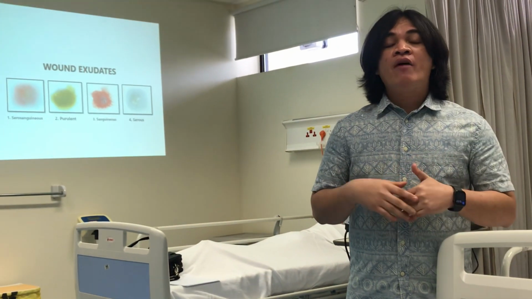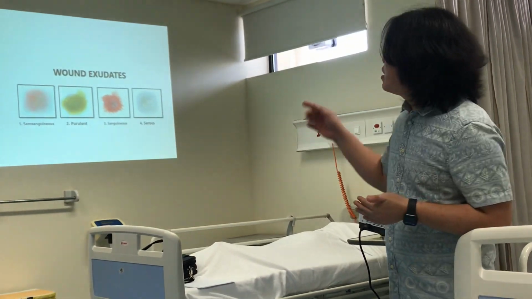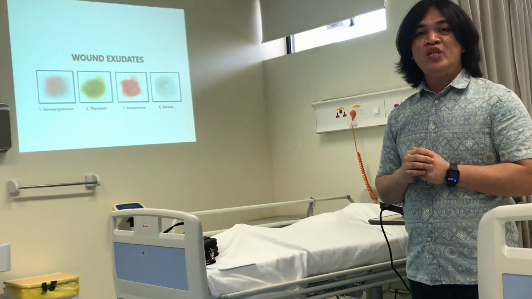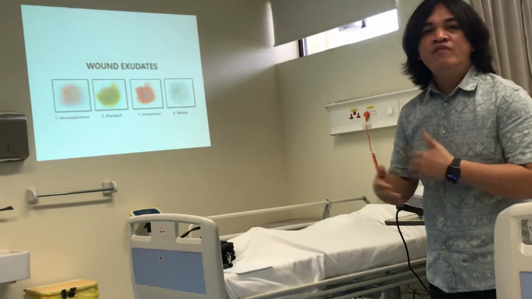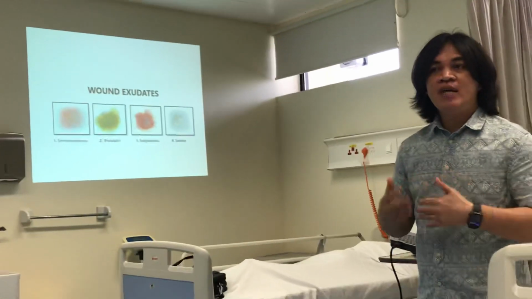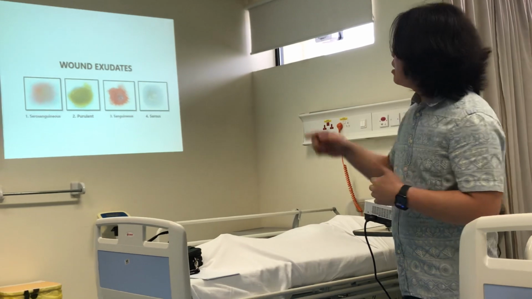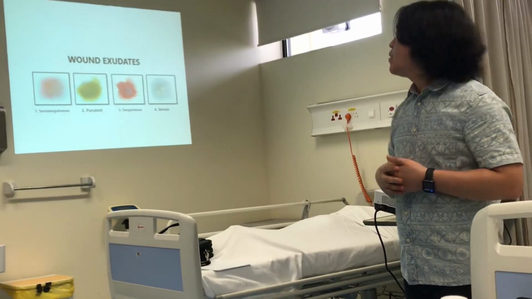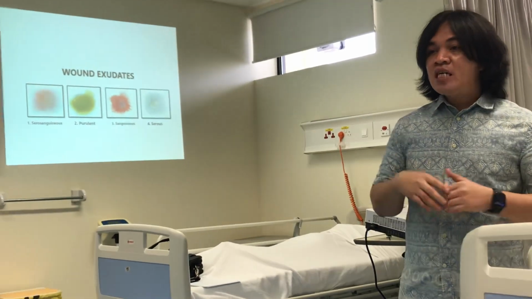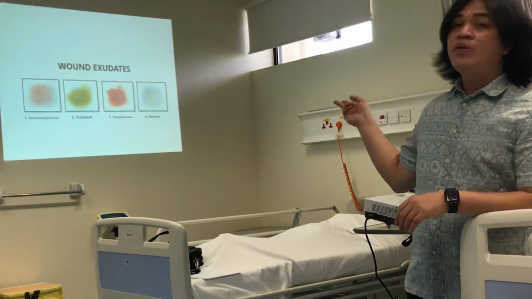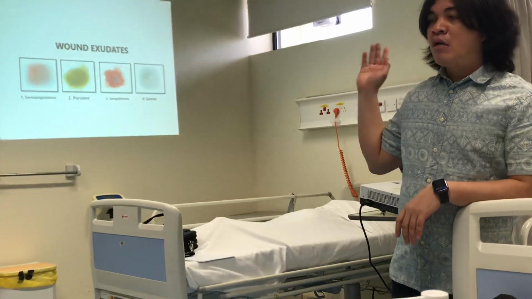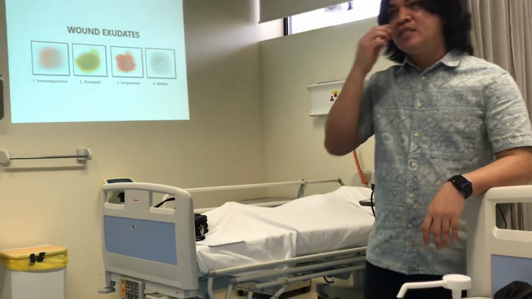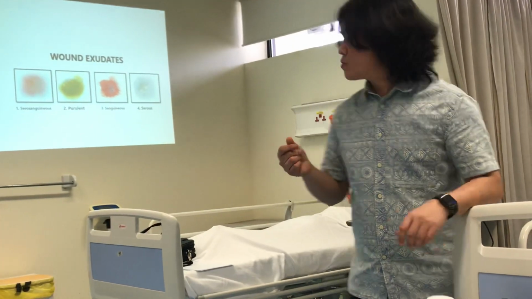And normally, after several hours to a few days, the exudate would turn to serosanguinous, which is colored pinkish. Okay? And after a few days, if the healing is normal and healthy, it might progress to serous, which is clear and transparent. However, if they are suspecting infection in the wound, they might expect a purulent exudate. The color of the exudate is greenish, brownish, yellowish, because it contains dead cells and white blood cells.